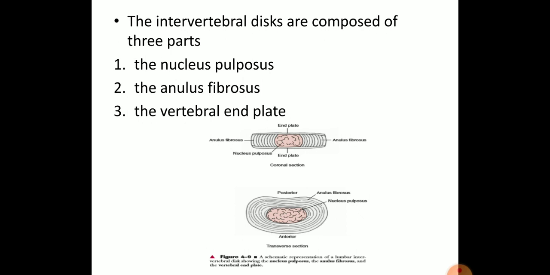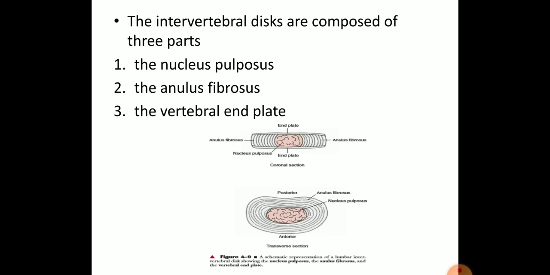Even though we look at the intervertebral disc as a single structure, it is composed of three different parts. The first is the nucleus pulposus, the second is the annulus fibrosus, and the third is the vertebral end plate. As you can see in this picture, the nucleus pulposus is situated in the center of the intervertebral disc. It is much more like a jelly structure with a high water content, and it is surrounded by the annulus fibrosus.